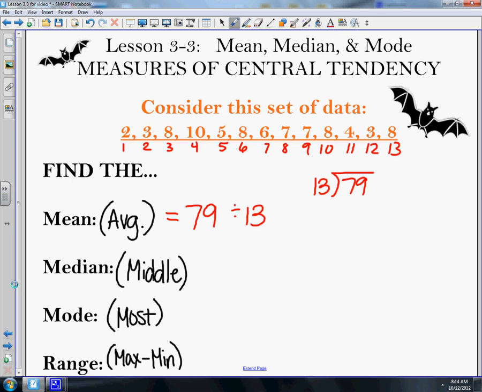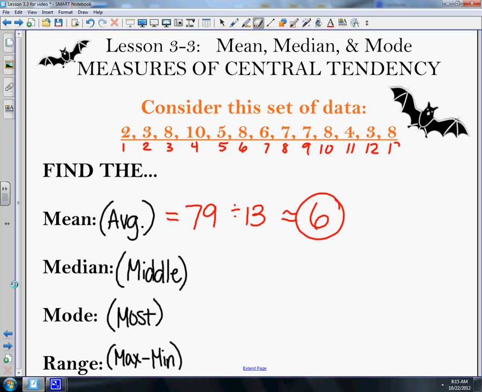So I'm going to say, how many times does 13 go into 79? I'm going to guess 6 times. 13 times 6 is 78. So I was very close. Bring down my 1, bring down the 0. 13 can't go into 10. So I'm going to say my mean is 6.